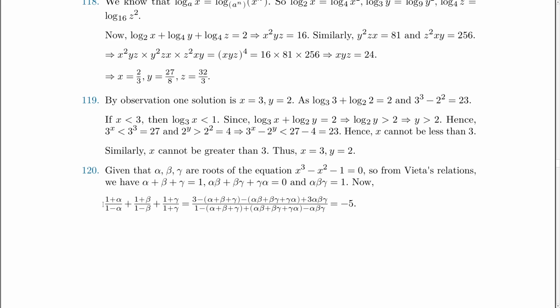Once we have that, we take the left hand side and brute force it. Again, here this should be 1 minus gamma. So the entire expression becomes 3 minus (alpha plus beta plus gamma) minus (alpha beta plus beta gamma plus gamma alpha) plus 3 alpha beta gamma, divided by 1 minus (alpha plus beta plus gamma) plus (alpha beta plus beta gamma plus gamma alpha) minus alpha beta gamma. Simply putting in the values, we get the solution as minus 5. So I think this was the easiest problem, question 120.